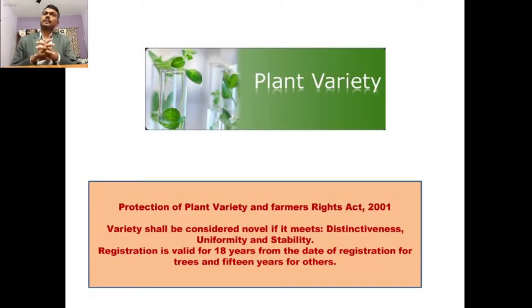So next we move to plant variety. Of course, plants are a gift of nature, created by nature. Man has no involvement in creating plants. But here plant variety means I can get some plants registered in my name.